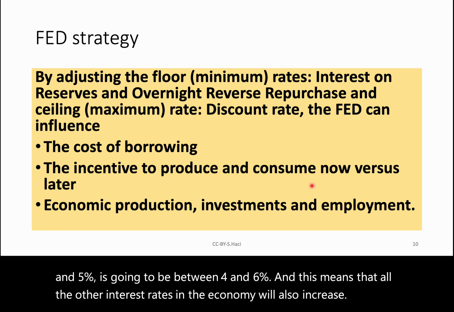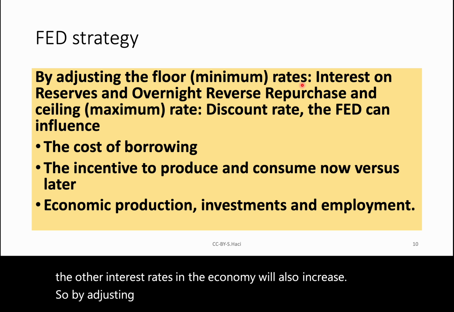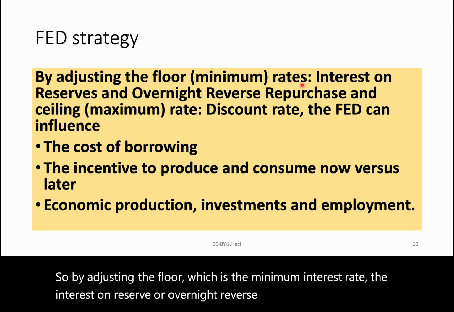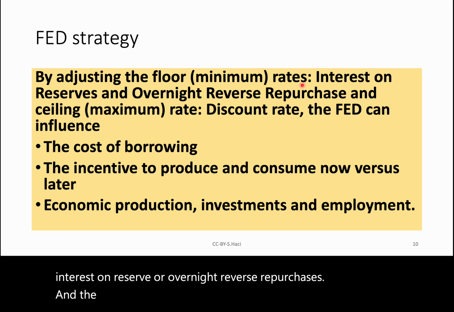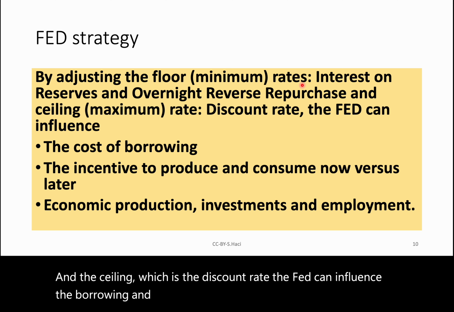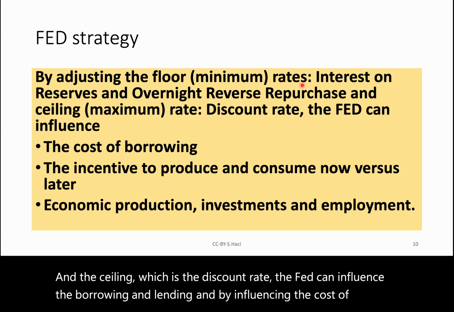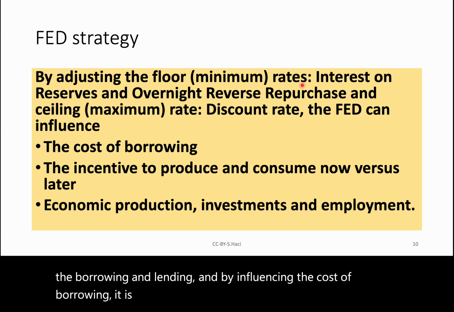So by adjusting the floor, which is the minimum interest rate, the interest on reserves or overnight reverse repurchases, and the ceiling, which is the discount rate, the Fed can influence the borrowing and lending, and by influencing the cost of borrowing, it is influencing economic activity.